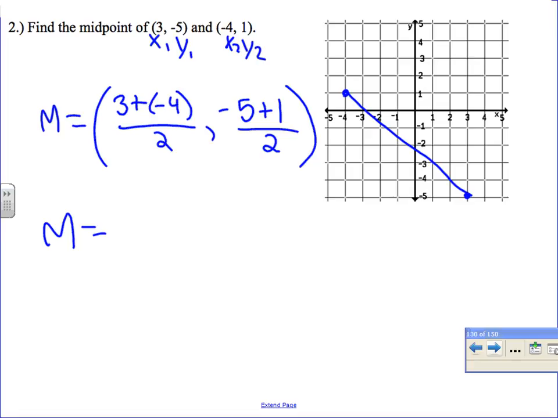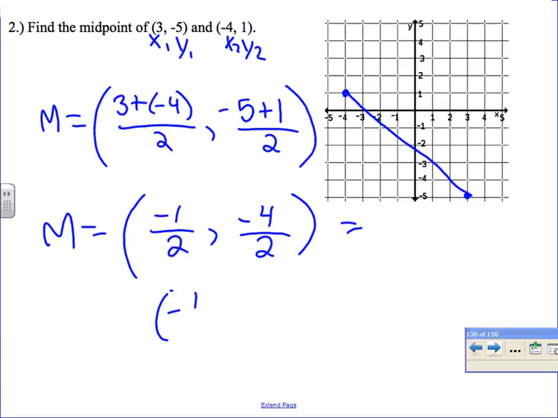So add them next, then divide by 2. 3 plus negative 4, or 3 minus 4, is negative 1 over 2. Negative 5 plus 1 is negative 4 over 2. And then simplify. So we have negative 1/2, comma, negative 2. And again, you can change it to be negative 0.5 if you want, and negative 2.